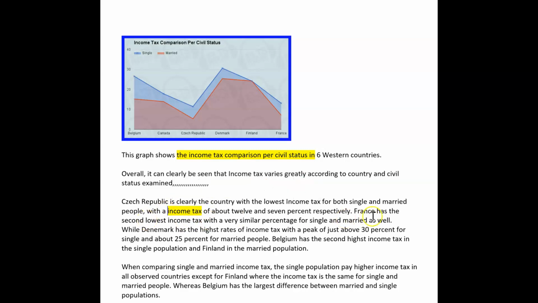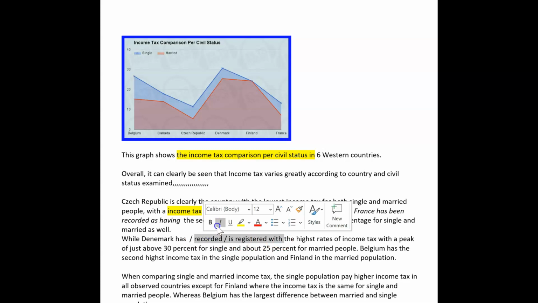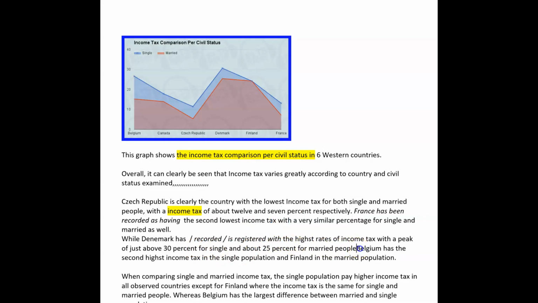Yep. France has been recorded as having. So get some more exciting grammar in here. The second lowest, a very similar percentage. Okay, good. While Denmark has the highest rates of income tax. So instead of has, recorded, is registered as or registered with, something like that. Show me language, show me verbs. The highest rate with a peak of 30 and 25% for married people. Comma, you've started with while, so connect. Belgium, okay, good, that's fine.